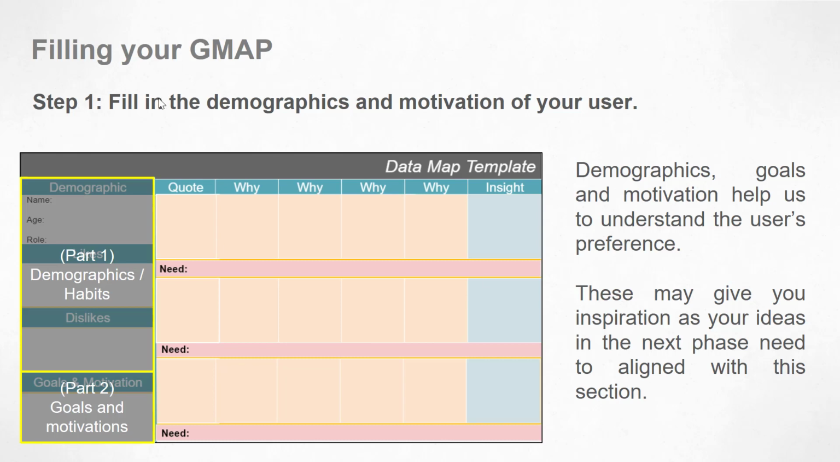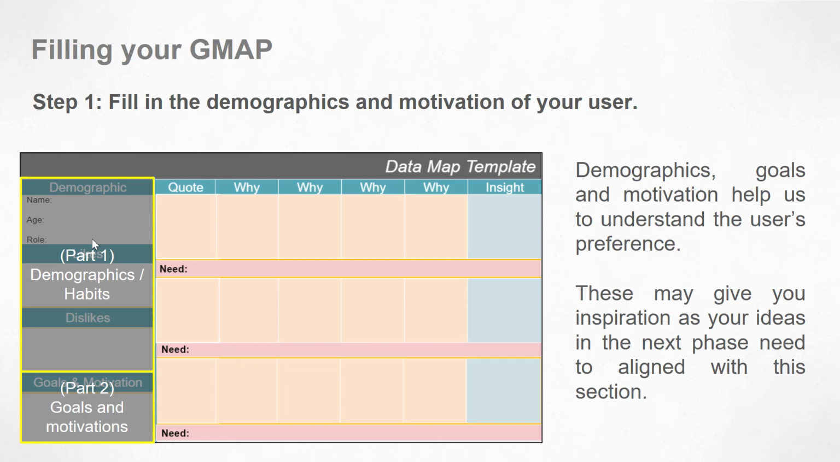So the first step is really to fill in the demographics and motivation of the user. This is actually part 1 and 2. This would probably be the most easy part to fill because they are just facts about your interviewee. What was his or her name, age, role. So in certain cases, they may have a certain role, like for example, a student or a team member. But if there is no role, it is fine to exclude that.